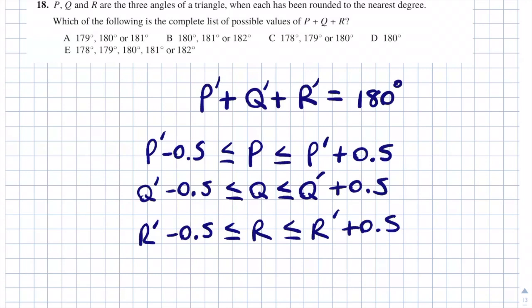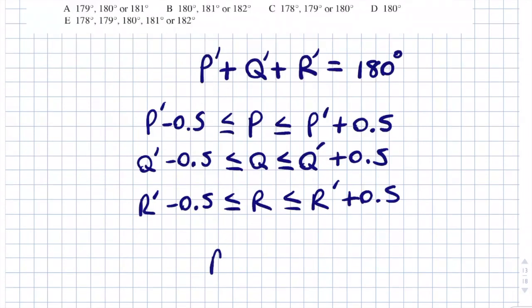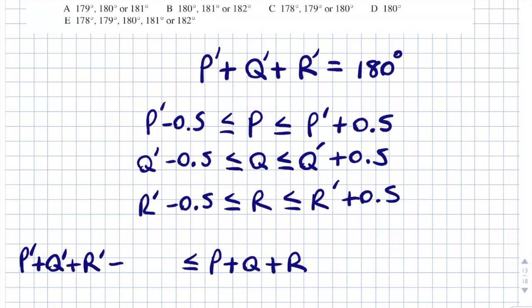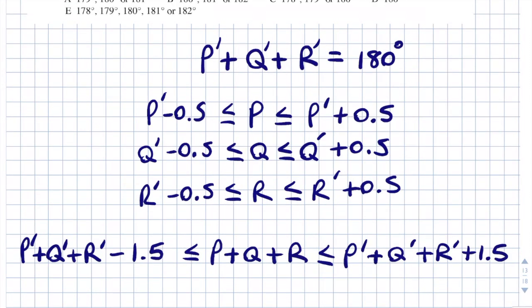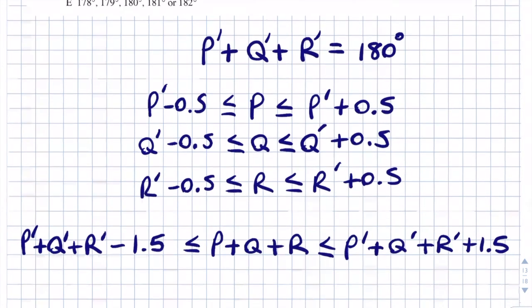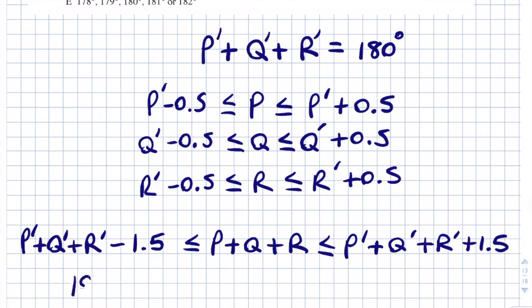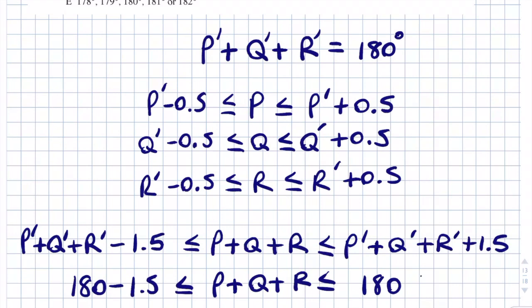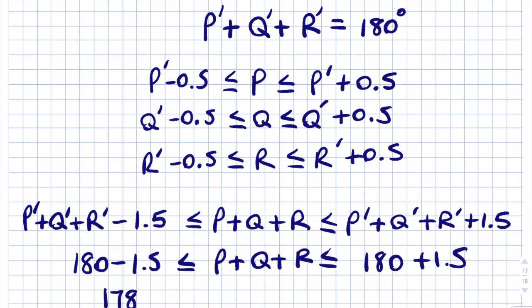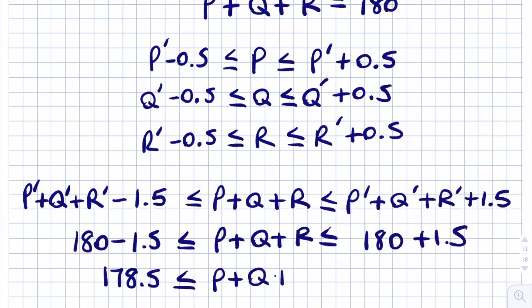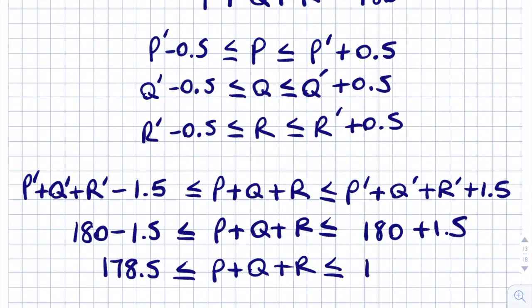And therefore, using all these three inequalities, we can generate an inequality for P plus Q plus R. So we say P plus Q plus R must be between P dash plus Q dash plus R dash minus 1.5, and P dash plus Q dash plus R dash plus 1.5. And because the total of P dash, Q dash and R dash is 180, the inequality would be between 180 minus 1.5 for P plus Q plus R and 180 plus 1.5. So that simplifies to 178.5, and this simplifies to 181.5.